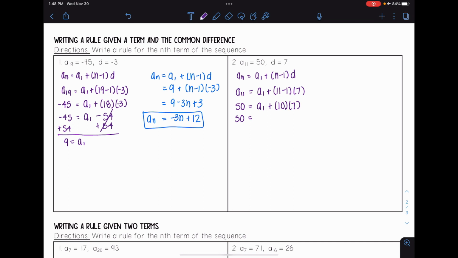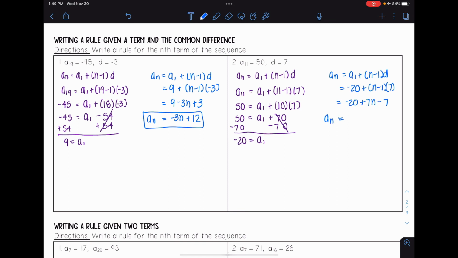And now I can solve for a1. And so 10 times 7, I get 70. And when I subtract 70 from both sides, I get negative 20 is equal to a1. So now I have my first term, I have my common difference, so I can plug those into my form. And so I get negative 20 plus n minus 1 times 7. Distributing my 7, I get 7n minus 7. And so I find that an is equal to 7n minus 27.